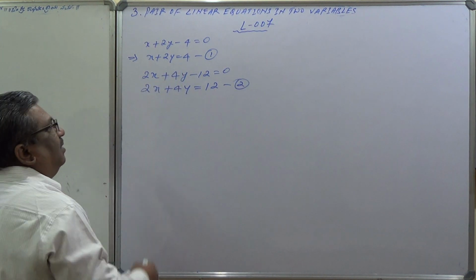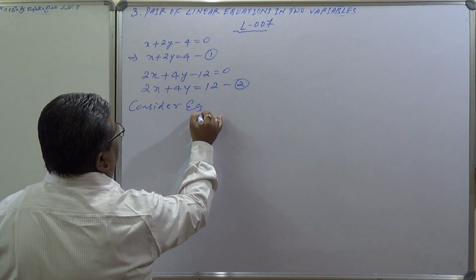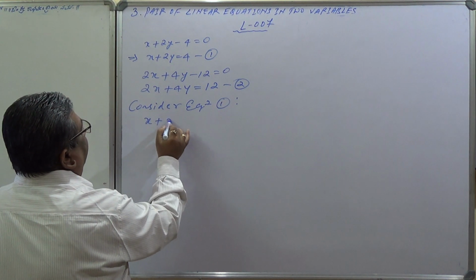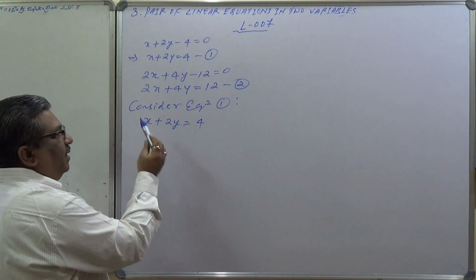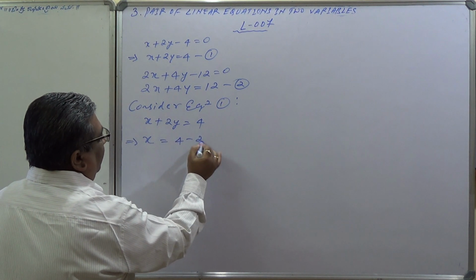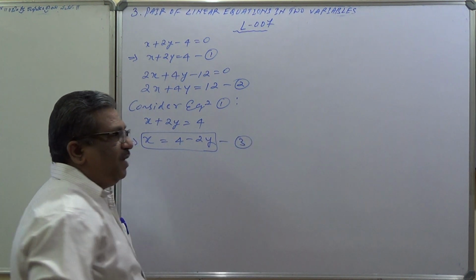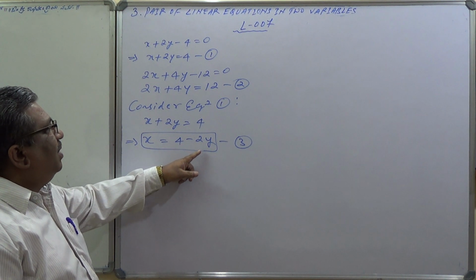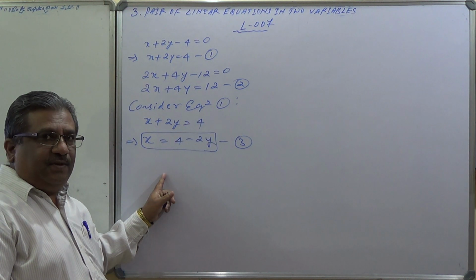Simpler is equation number 1. Consider that. Consider equation 1: x plus 2y equals 4. Express x in terms of y. x equals 4 minus 2y. Mark this 3. Substitute x equals 4 minus 2y in equation number 2. Because we obtained this from 1, hence I substitute this equation in 2.